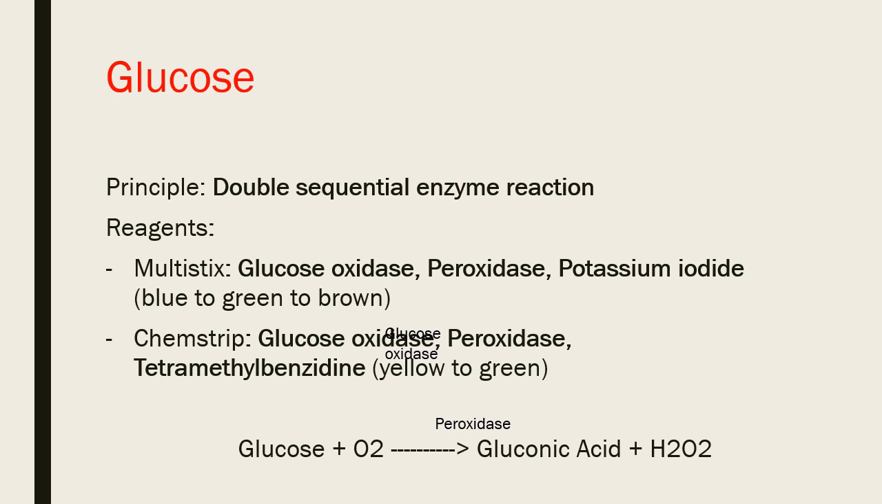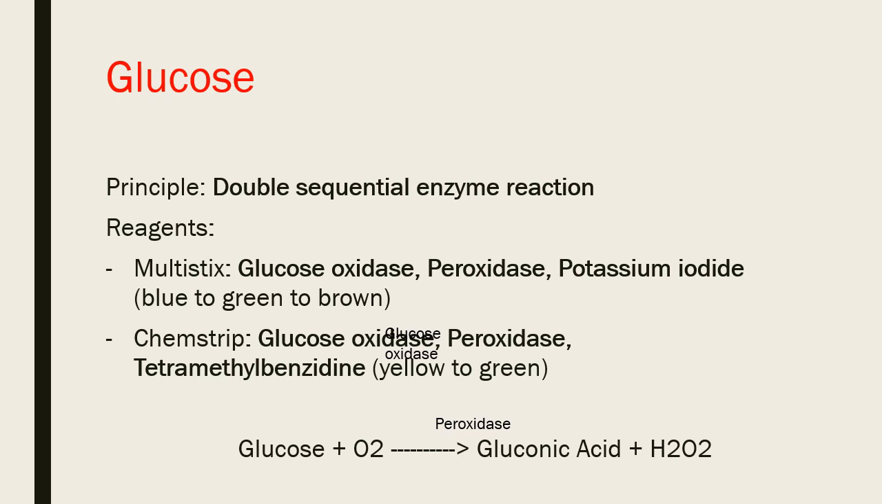Your principle here is the double sequential enzyme reaction. Your enzymes are glucose oxidase and peroxidase. The chromogen employed is potassium iodide, which will change from blue to green to brown.